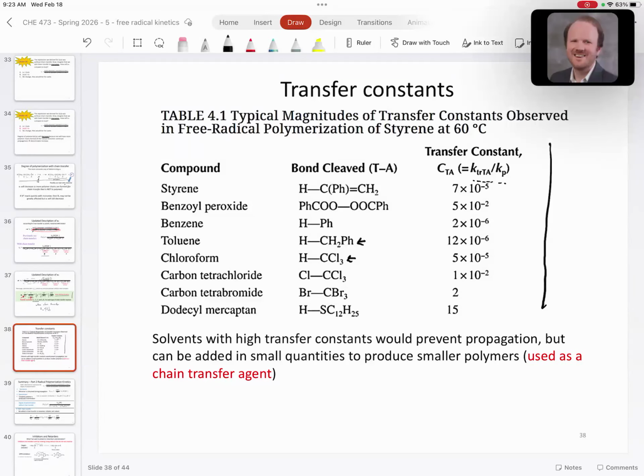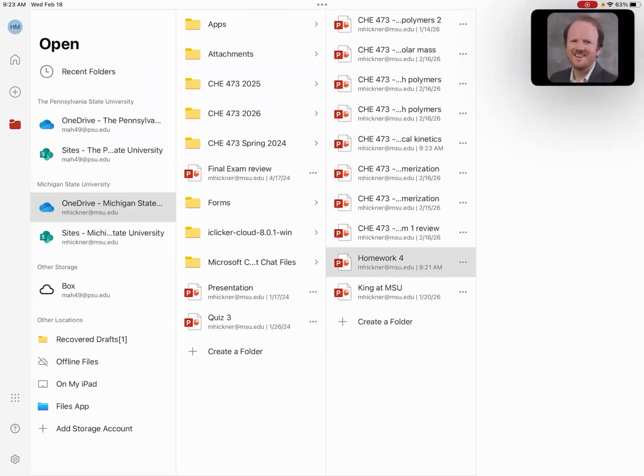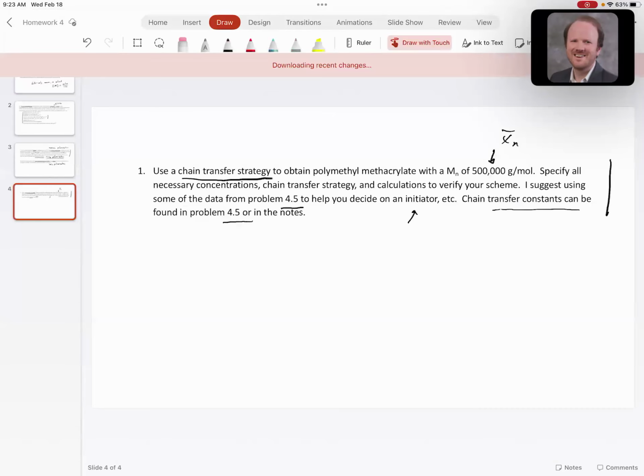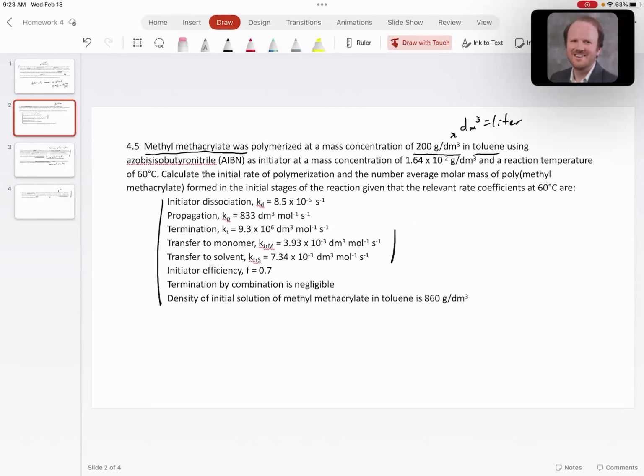Come up with the target polymer, which is, if we just go back to the homework, this 50,000 grams per mole polymethyl methacrylate. And so again, you'll have to calculate X bar N0 in the absence of chain transfer. You want to calculate the X bar N when you do have chain transfer, and talk about how your chain transfer strategy lowers the X bar N0 in order to satisfy the conditions of this problem. So that's a little bit more open-ended, but you have some good hints and have practiced this in the chain transfer problem in problem 4.5.